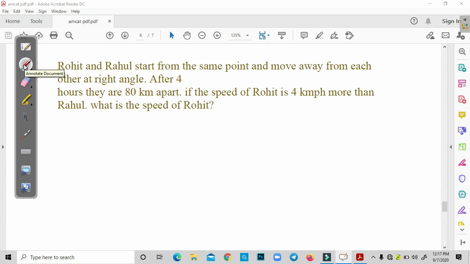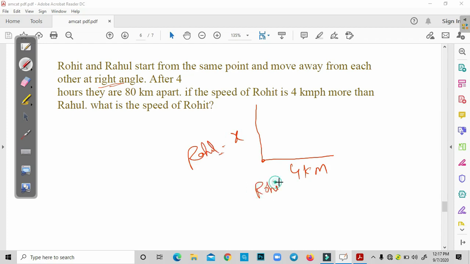Rohit and Rahul start from the same point and move away from each other at a right angle. So guys, they started like this. One is going in this direction, one at 90 degrees. If the speed of Rohit is 4 kilometers per hour more than that of Rahul, if you take Rahul as x, then Rohit will be 4 plus x.